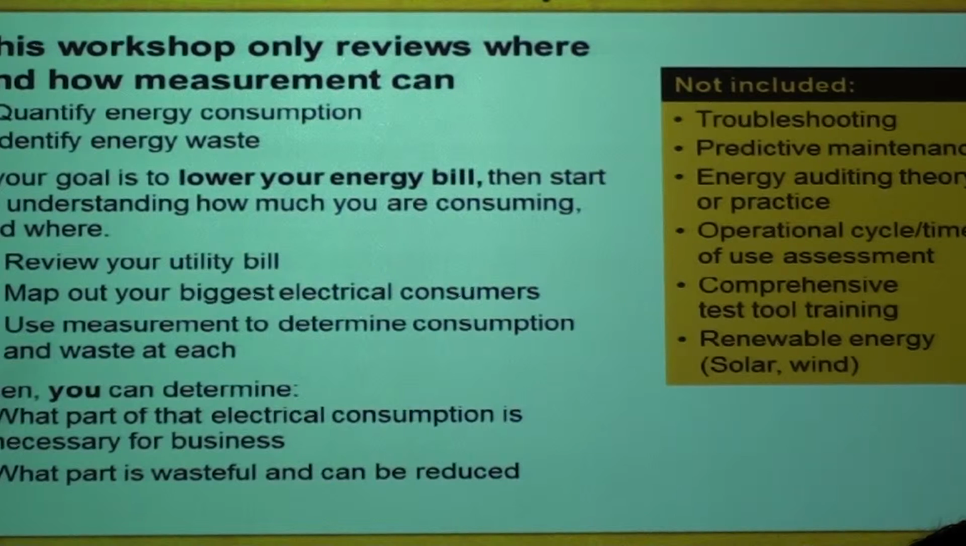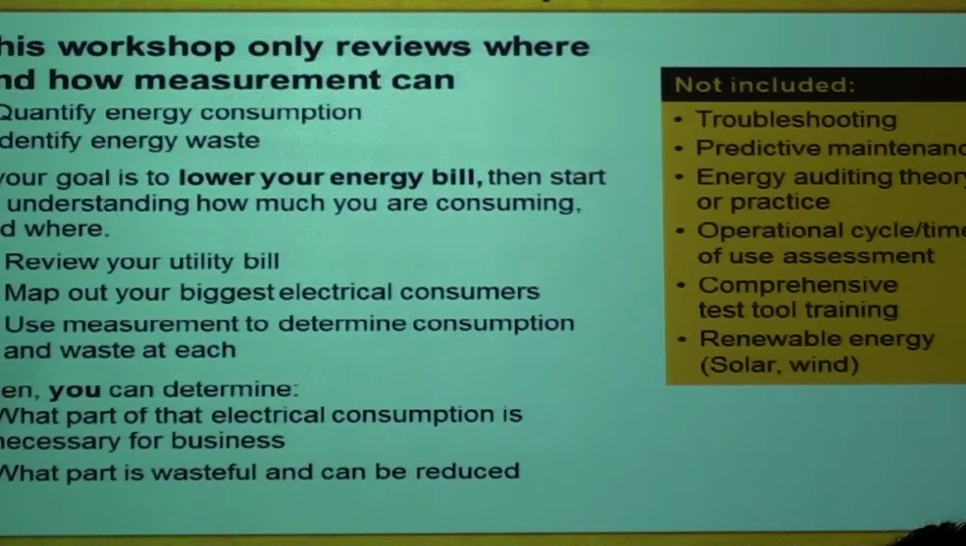So identifying your biggest consumers is very important. Use the measurement to determine consumption and waste at each point, first on an overall system level, and then you drill down to additional levels as well. Then you can determine what part of that electrical consumption is necessary for your business. What is mission critical? Lighting, I can cut down a bit here and there, because people are not always in the room. When the people are not there, I can switch it off.